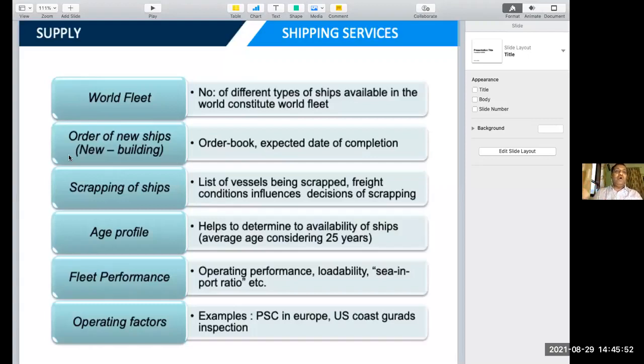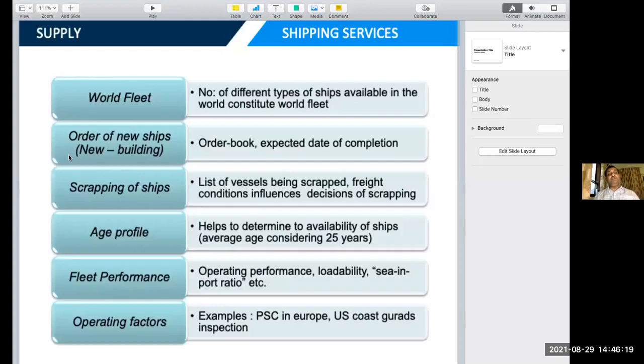Like if I say all the ships in the cape size category, the average age is 18 years. That means the scrapping activity is going to be less. So that means that the supply is going to remain intact. So you have a look at the age profile for a particular category of a ship, you will know what would be the scrapping scenario.